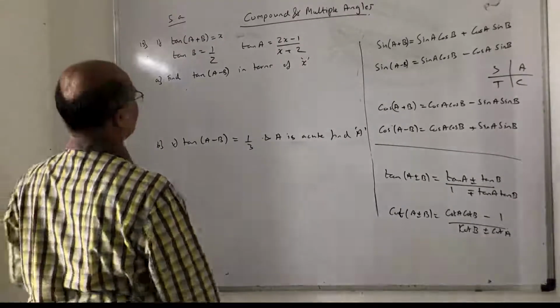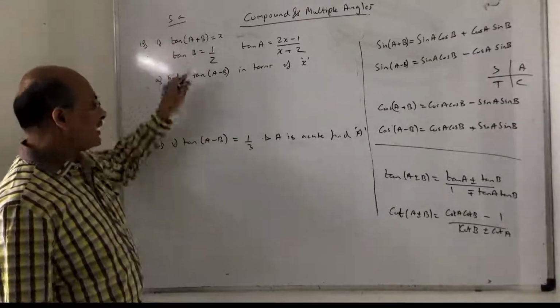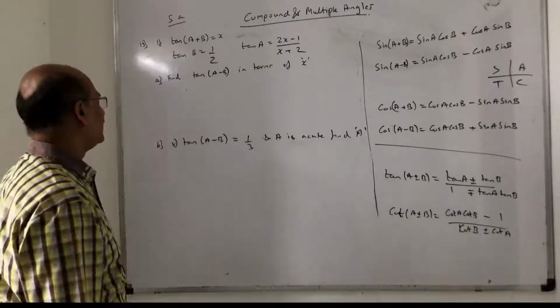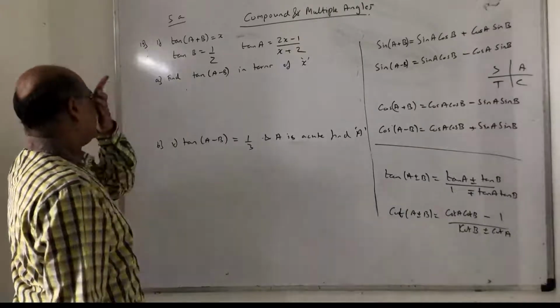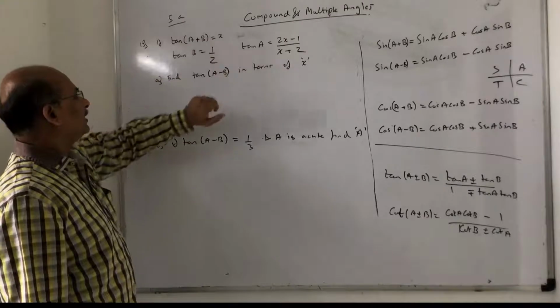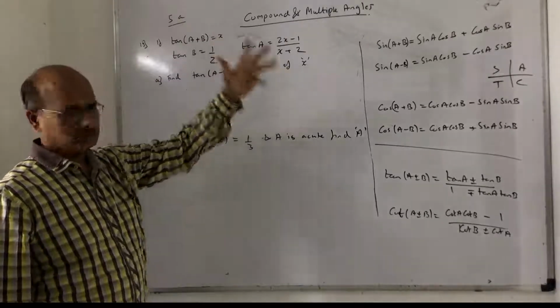Okay, look at the last question of the session, children. We'll be doing more questions of 5A as we go on. I'm not going to leave any sum undone. Mostly all the difficult questions I'm picking up. Now they are telling tan of A plus B is given as x. They are asking to find tan of A minus B in terms of x.